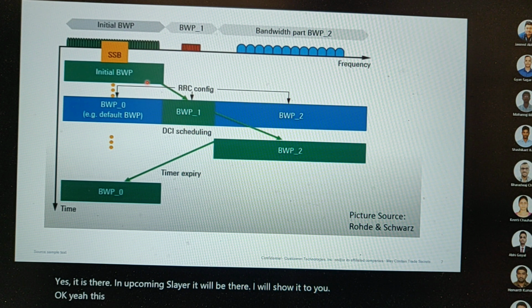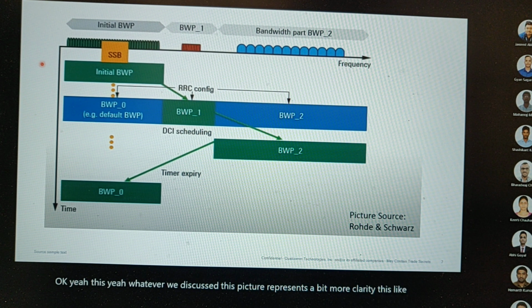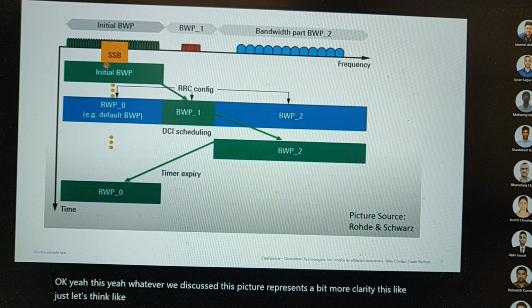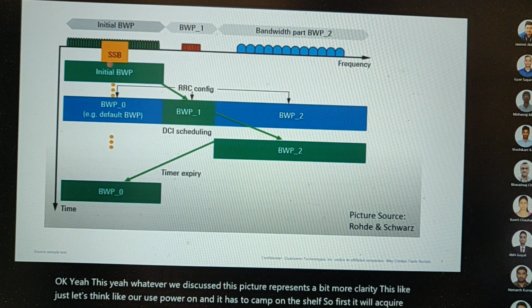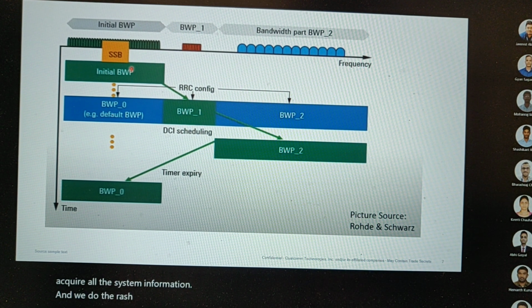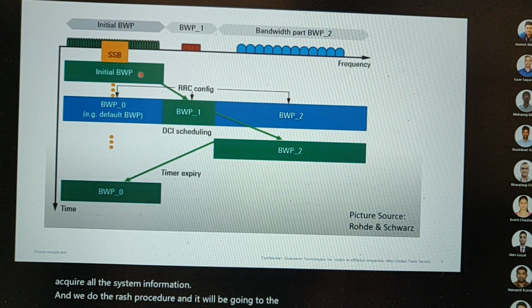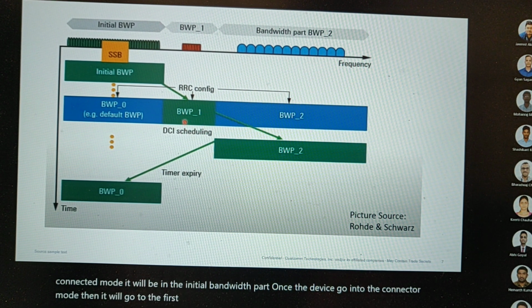Whatever we discussed, this picture represents with a bit more clarity. Let's think our UE is powered on and it has to camp on the cell. First it will acquire all the system information, do the RACH procedure, and go to the connected mode. Until the connected mode, it will be in the initial bandwidth part. Once the device goes into the connected mode, it will go to the first active bandwidth part.